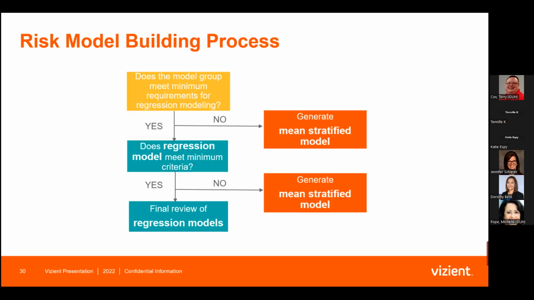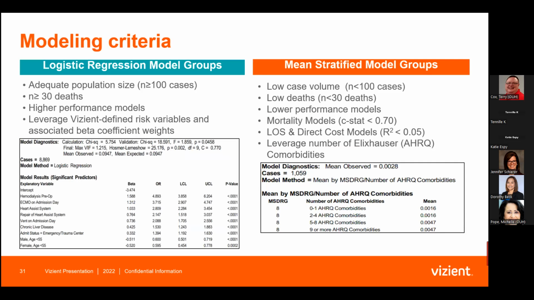And so the data sets containing patient level ICD-10 codes, patient demographics, and many other data elements are evaluated. And here's a short version of how we assign the different modeling methods. First, we check if the model group meets the minimum requirements for regression modeling. If so, it goes to the final review of regression models. If not, it goes to the mean stratified model for the final review. So we have 2, and here's a more detailed look at our 2 types of statistical models.